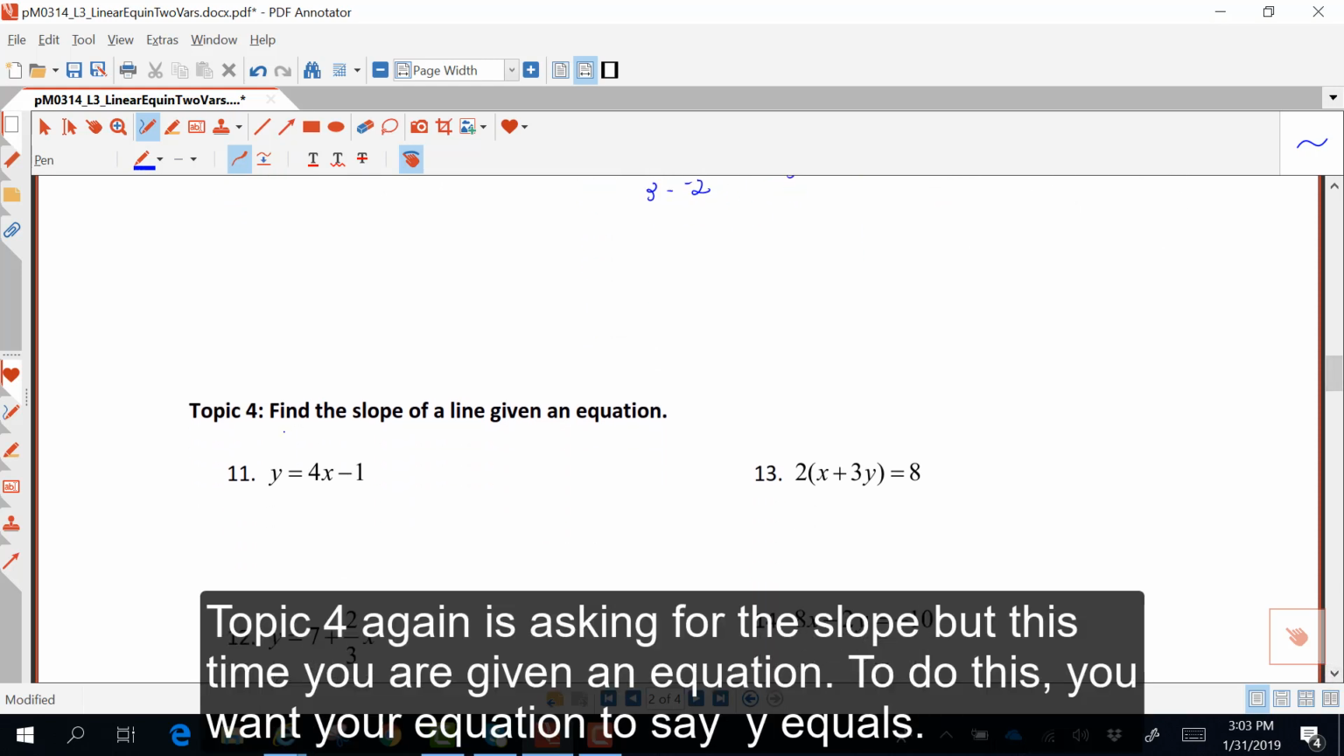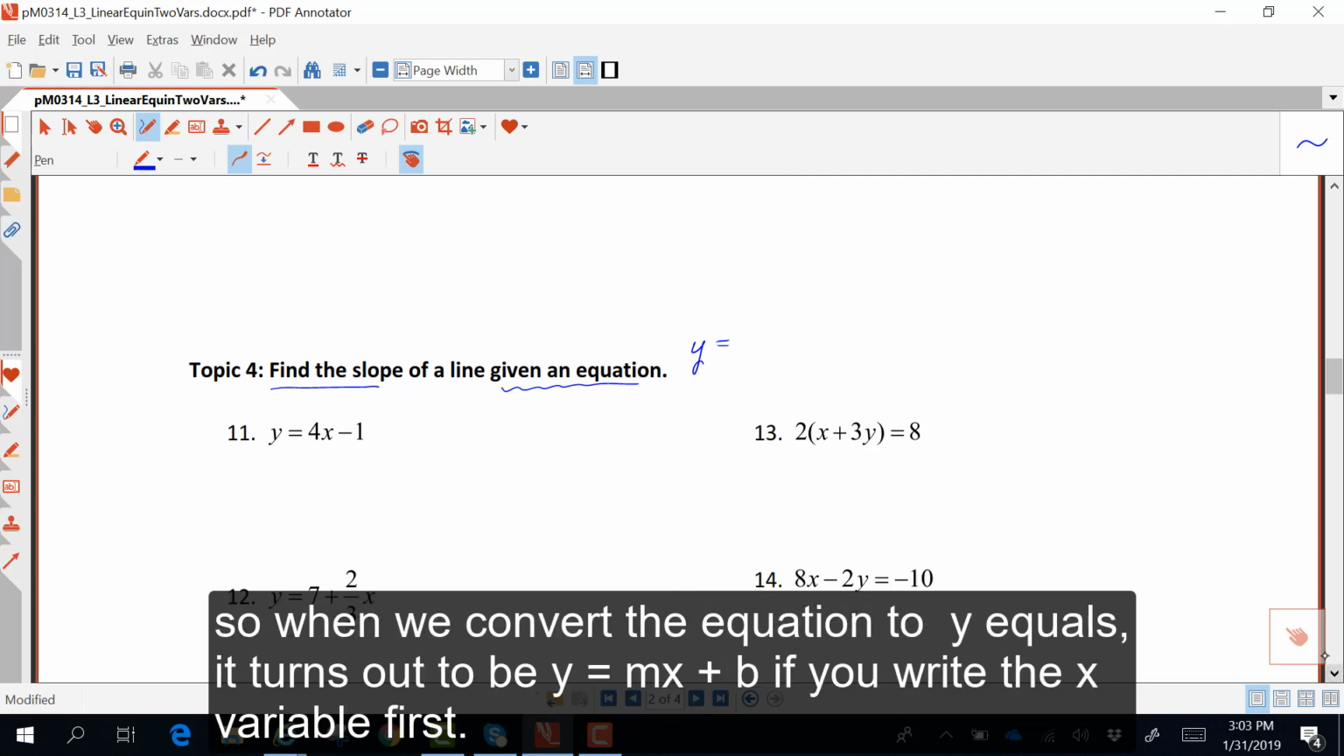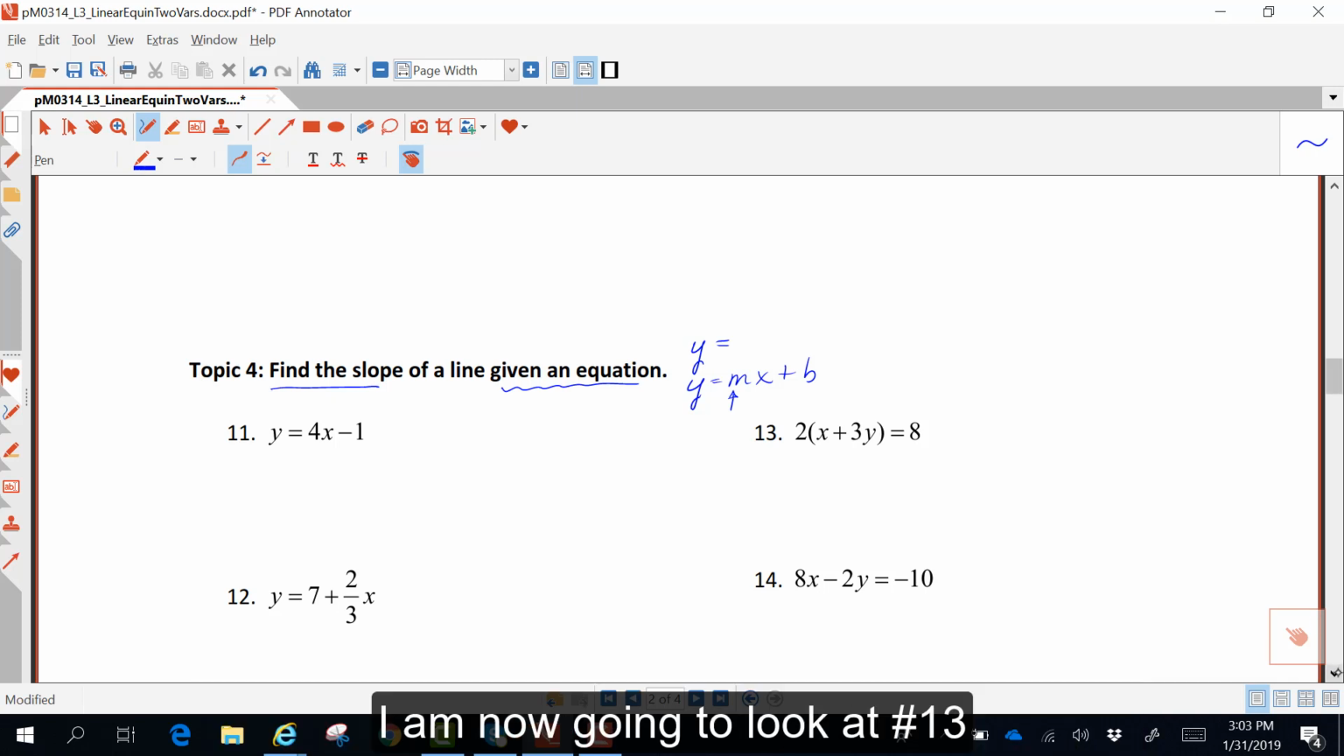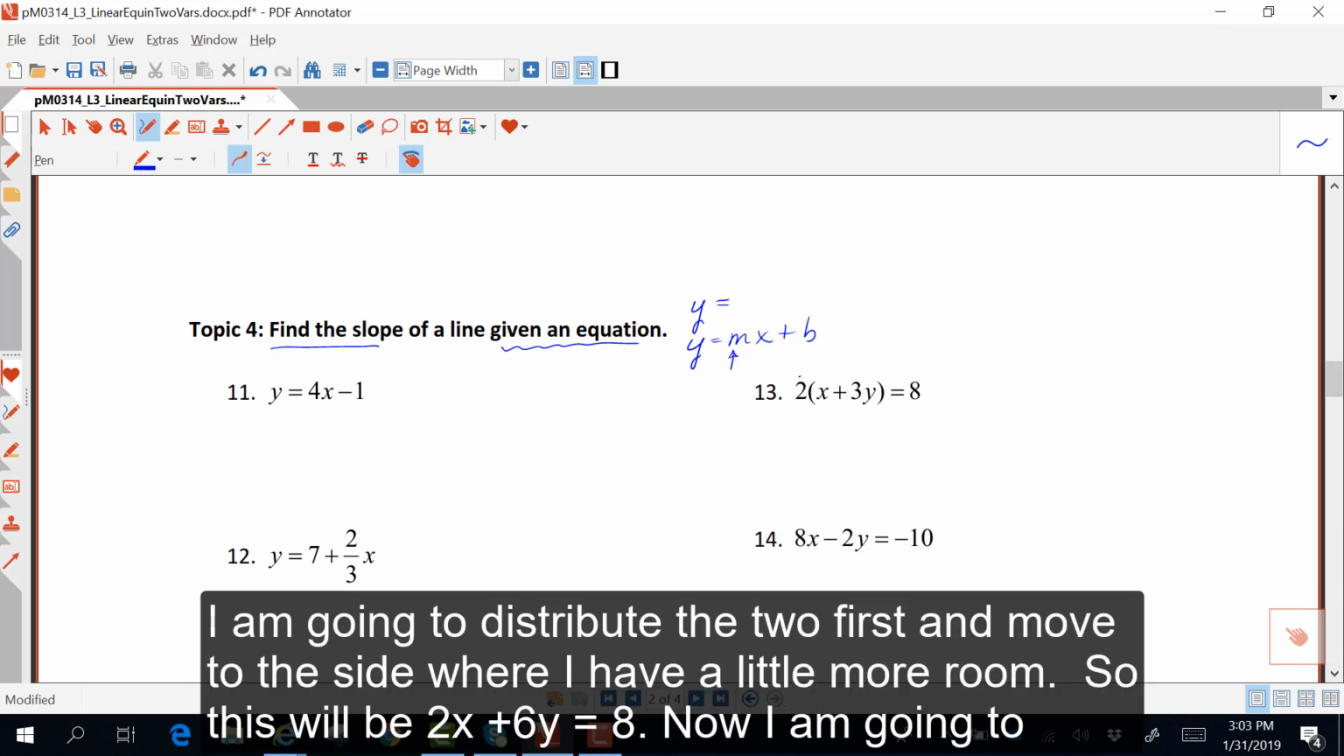Topic 4 again is asking for the slope, but this time you're given an equation. To do this, again you want your equation to say y equals. So when we convert the equation to y equals, it turns out to be y equaling an mx plus b if you write the x variable first. When you do that, the coefficient or the number in front of x will be your slope. I'm going to look at number 13. Now, I'm going to distribute the 2 first. I'm going to move this over to the side where I have a little more room. So this will be 2x plus 6y equaling 8.